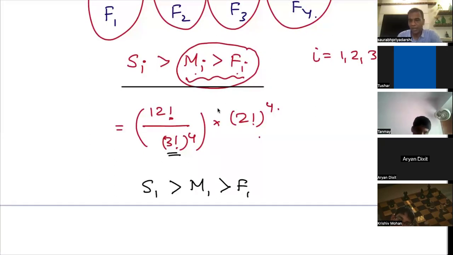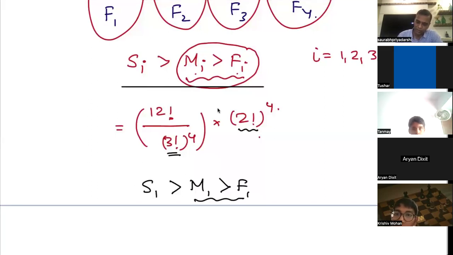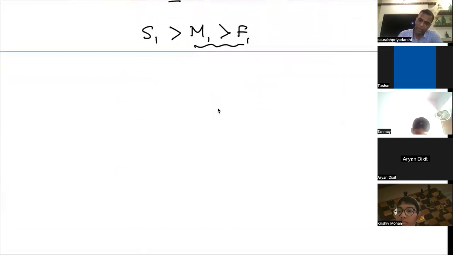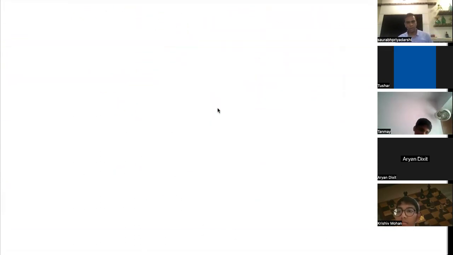But we realized no, this is wrong. Why wrong? Because mother and father can interchange their position in factorial 2 ways. So factorial 12 by factorial 3 to the power 4 and this. Right? Now I'm changing the question, but you have to think how we are able to solve this. The next one. Is the last question okay, everyone? Now we can proceed. Okay, one more question we can do.